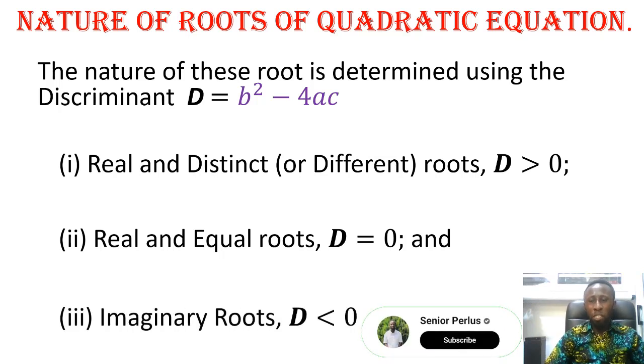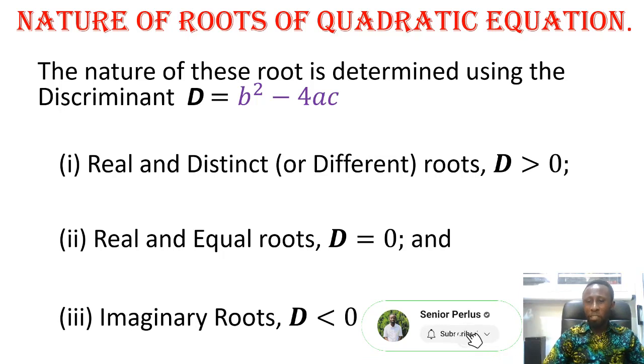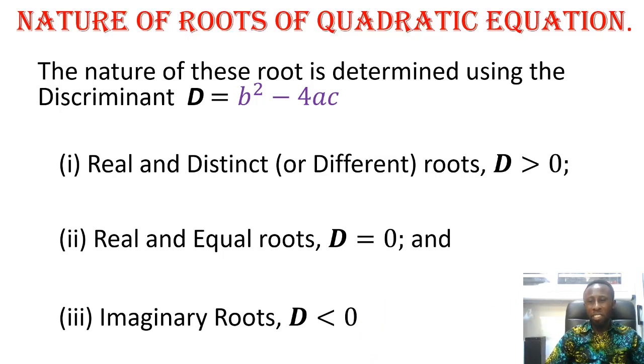And last, imaginary root or complex root, if D is less than 0. So this one is the imaginary root. If you solve it and you are getting your answer in the complex numbers, then it means that it's an imaginary root. That's the i, right?